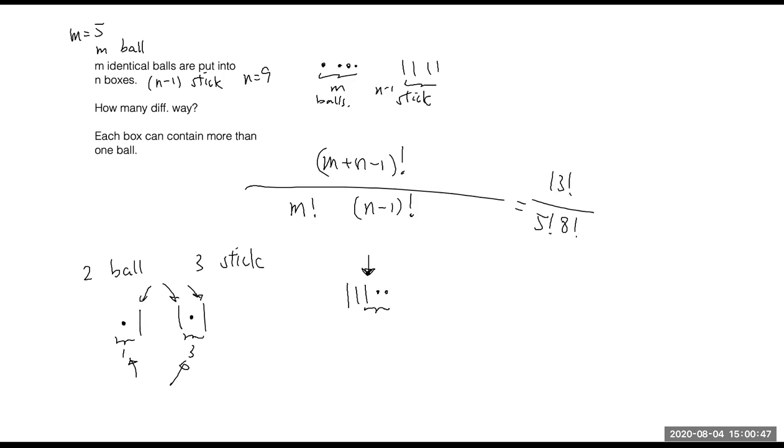Wait, but sir, why are we considering them the same? Why don't we multiply m factorial times n minus 1 factorial? Because the order of the ball doesn't matter. No matter what the position of the ball is, whether we label it as AB or BA, it doesn't matter. So you need to divide by 2 factorial.